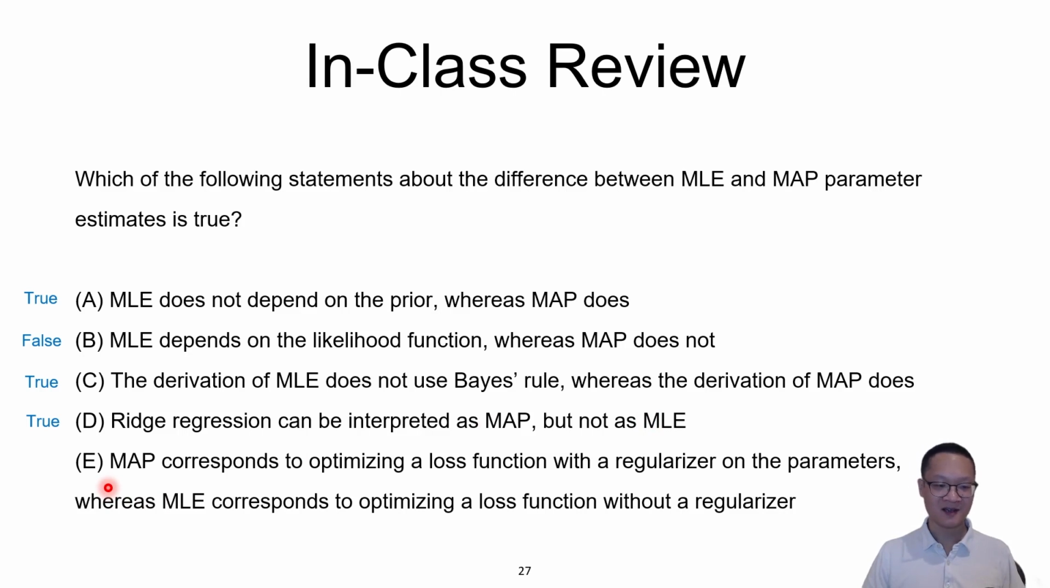Okay, lastly, MAP corresponds to optimizing a loss function with a regularizer on the parameters. Yes, that's true. Whereas MLE corresponds to optimizing a loss function without a regularizer. Yes, that is true as well. So we just talked about this. Okay, so the last one, E, is true. So hopefully you got all of these.